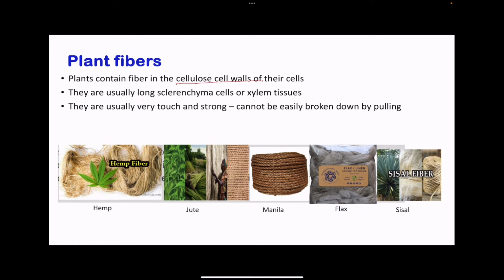These are usually long sclerenchyma cells or xylem tissues. They are very tough and strong, so they cannot easily be broken down by pulling. We can see the different plant fibers. There is hemp, jute, manila, flax, and sisal. These are some of the products that can be made from plant fibers.